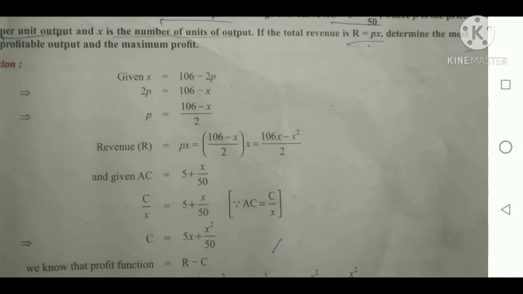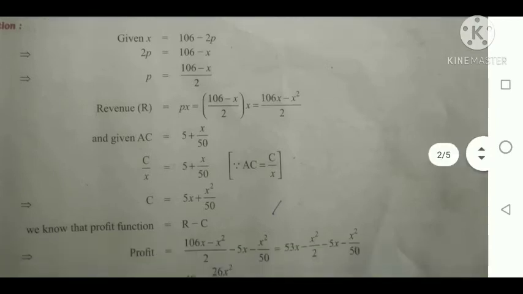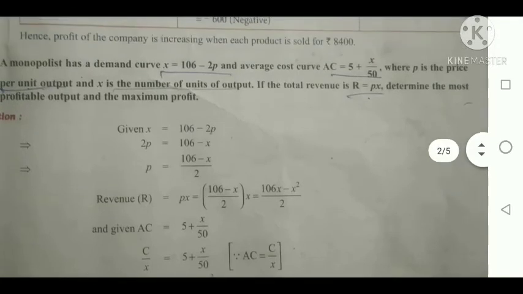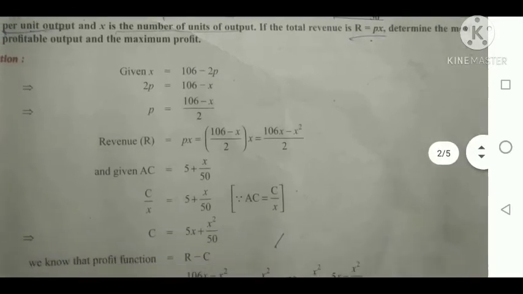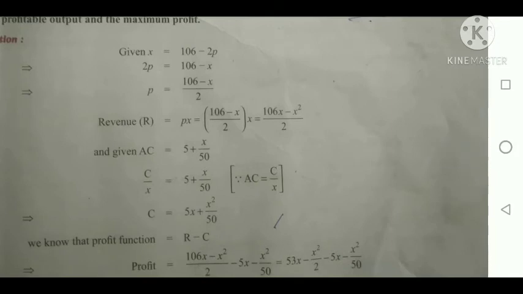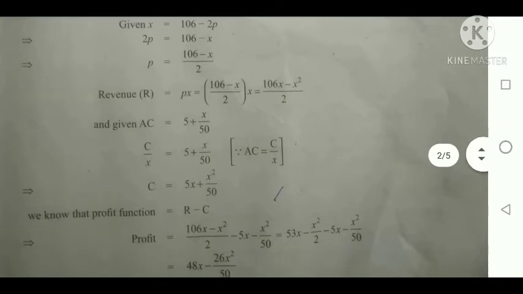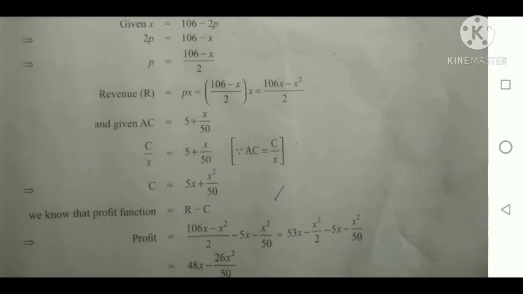So we are getting the revenue value as 106x minus x square by 2, and given AC equal to 5 plus x by 50. It is given in the question. So average cost is given, revenue is also given. If cost is given, we divide it by x. If average cost is given, we multiply it by x. So while multiplying it by x, we are getting the cost as C equal to 5x plus x square by 50.